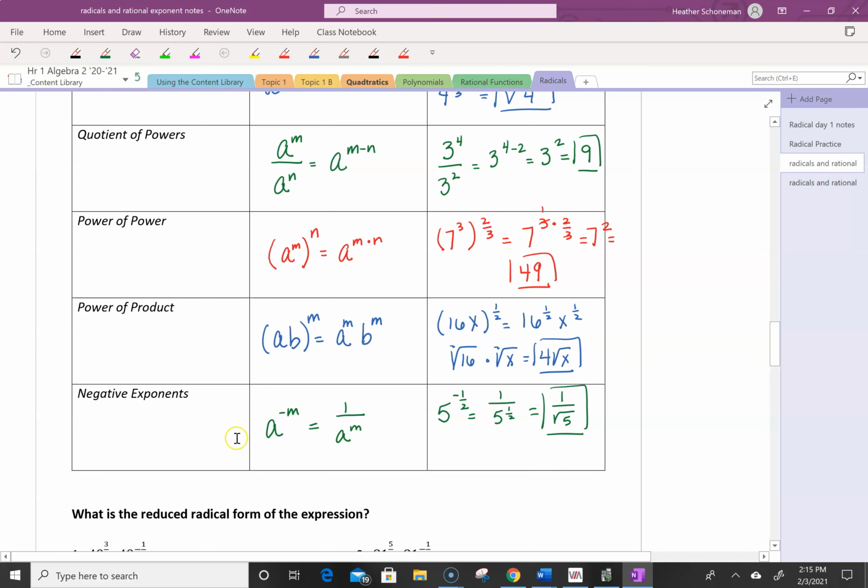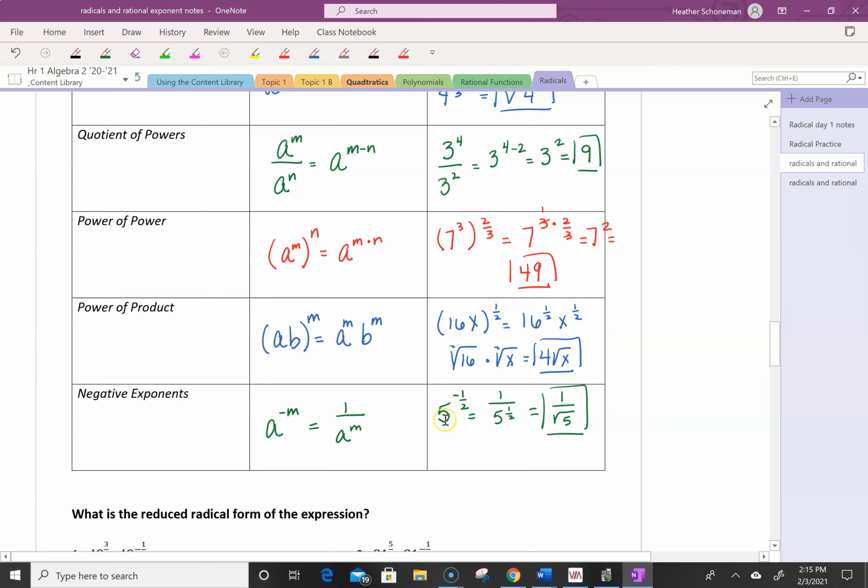Last but not least is the negative exponent rule. If we have a negative exponent, we cannot simplify it. So to make that exponent positive, we move it. If it is negative in the numerator, we move it to the denominator to make it positive. And if the opposite were true, if it were negative in the denominator, we'd move it to the numerator to become positive. So looking at this example, I have 5 to the negative 1/2.